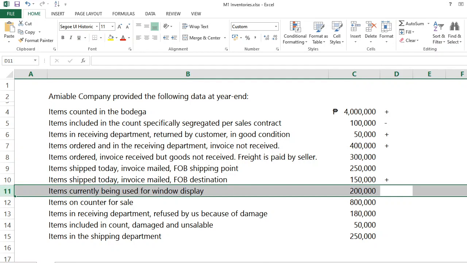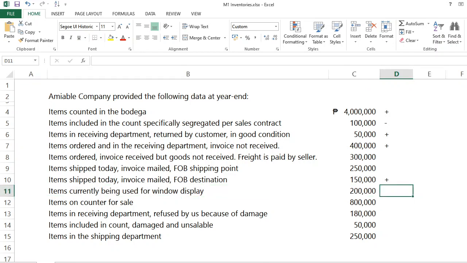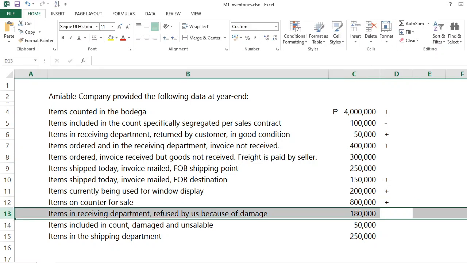Next, items currently being used for window display. Ayan. Display pa lang. Di pa nabebenta. So, understandable naman. And then, items on counter for sale. Oh, andun din. Naka-display din. Hindi pa nabebenta. Pwede atin din. Next, items in receiving department. Ayan. Siguro gibalik na po ni.